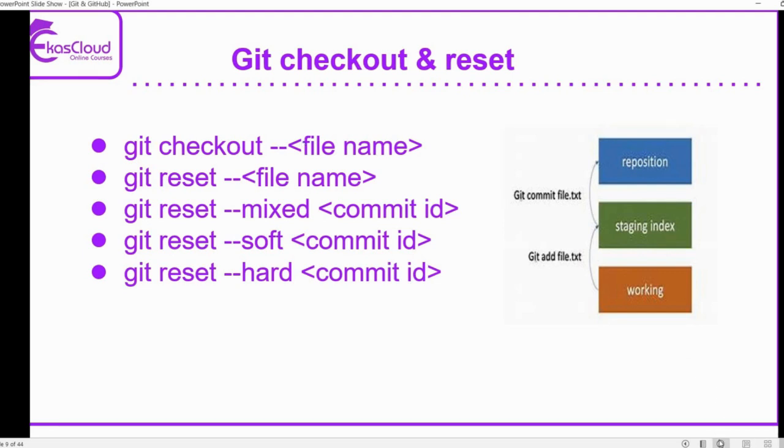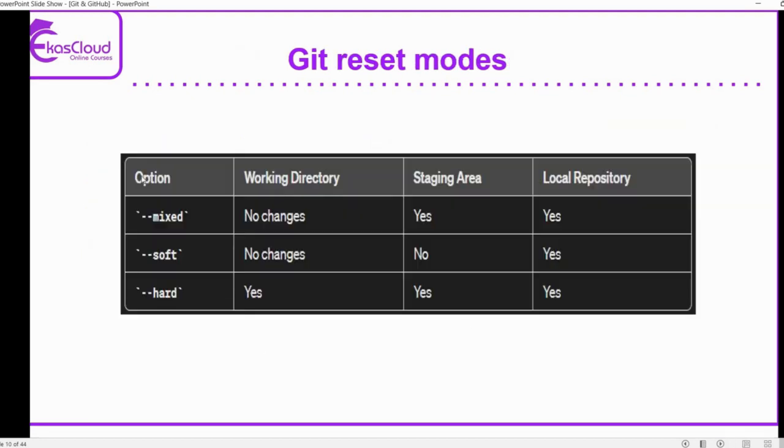Next, let's move to the next slide. Here you can see the differences between the modes mixed, soft and hard, across the working directory, staging area and local repository. With --mixed, it does not create any changes in the working directory; it changes the staging area and local repository. With the --soft mode, it also does not change the working directory or the staging area. It only makes changes in the local repository.